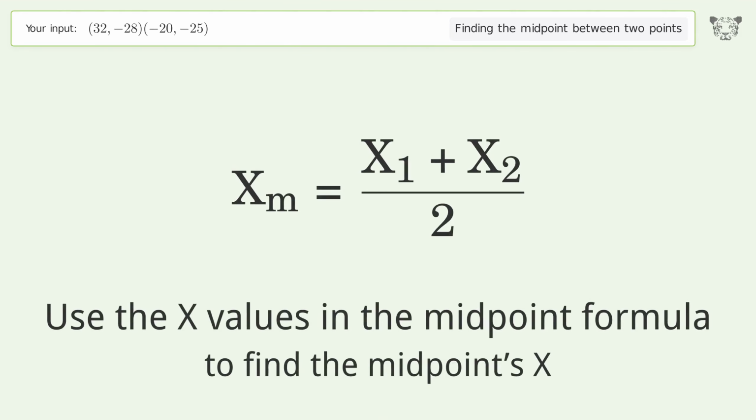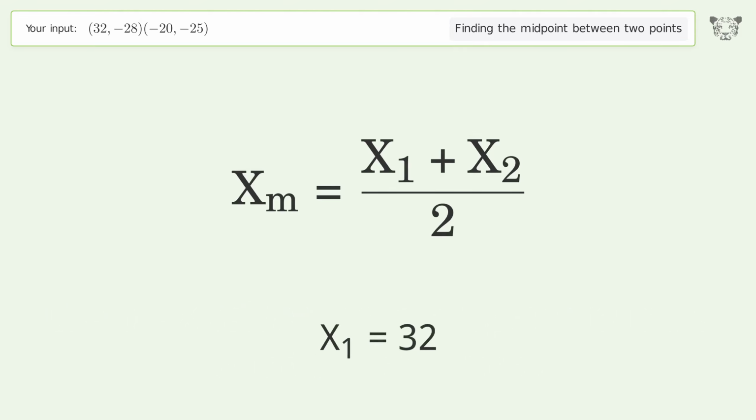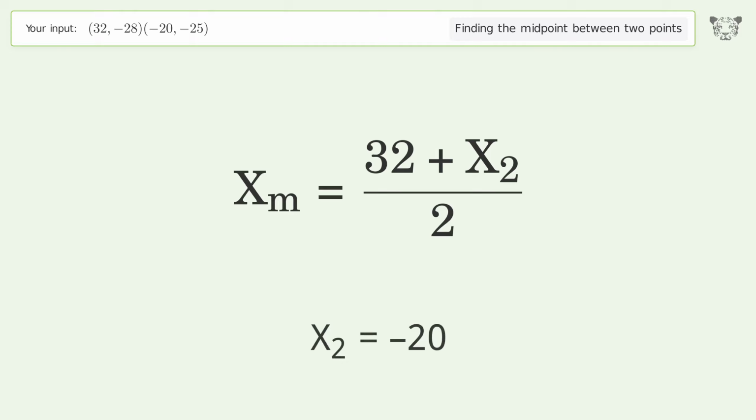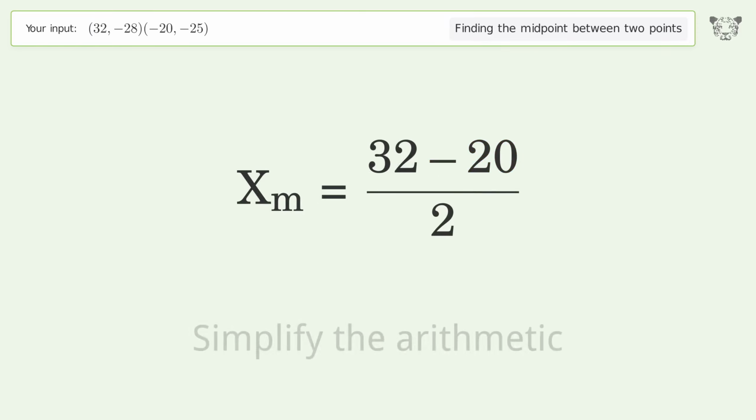Use the x values in the midpoint formula to find the midpoints x. x1 equals 32. x2 equals negative 20. Simplify the arithmetic.